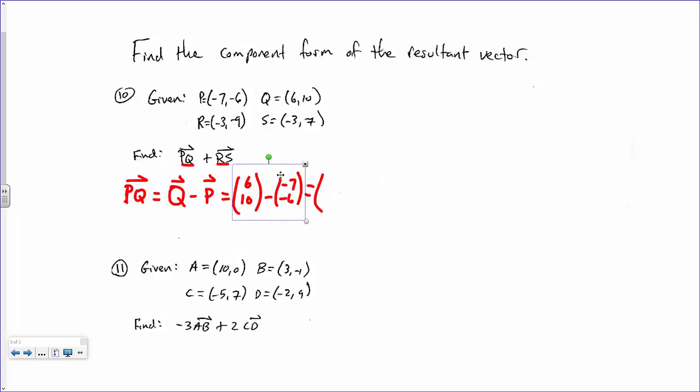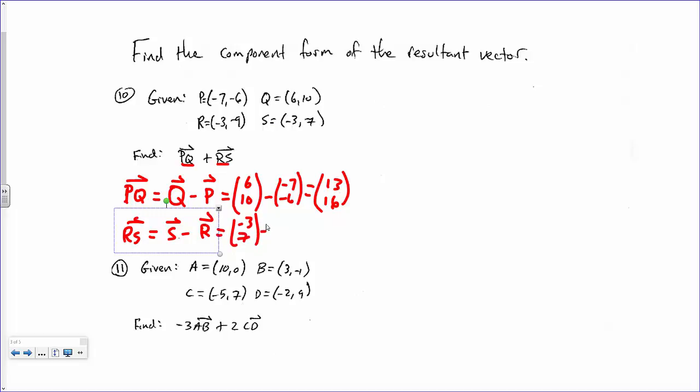And this will give me 6 plus 7, which is 13, and 10 plus 6, which is 16. I will now find the vector RS by taking the coordinate of S and subtracting the coordinate vector of R. So S I can see is negative 3, 7. I'll subtract R, which is negative 3, negative 9. This will give me 0 and 16 again.